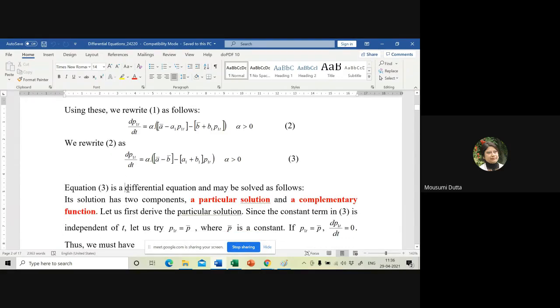Equation 3 is a first order differential equation and may be solved as follows. So I hope you have no problem with respect to equation number 3.